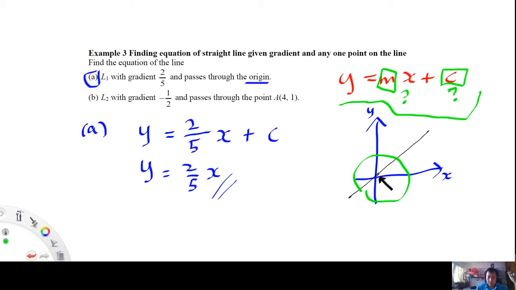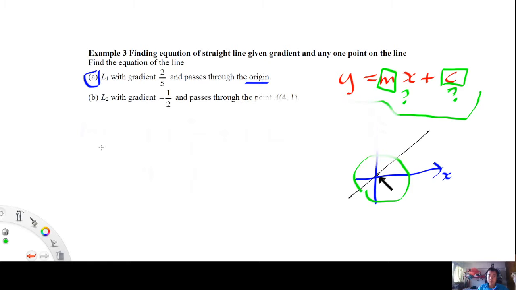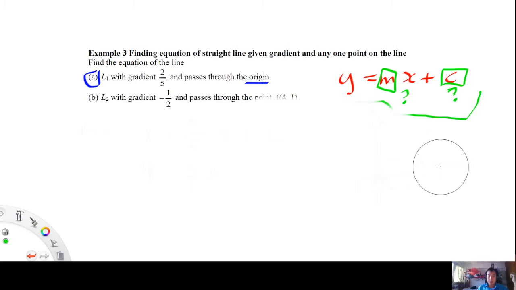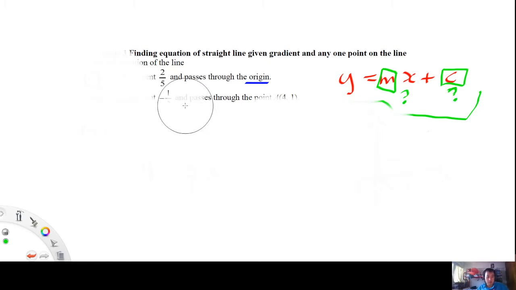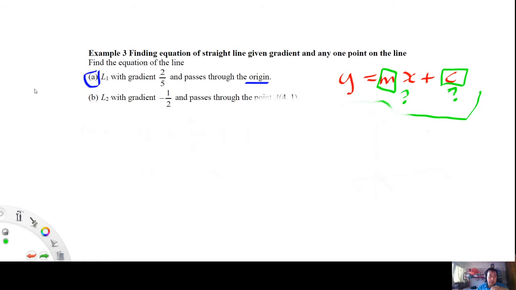We're at part B now. A is easy, but don't worry, part B is the more crucial one. So now let's talk about part B: the line with a gradient that passes through the point. Again, we start with y equals mx plus c.